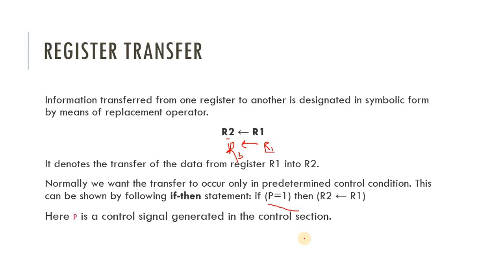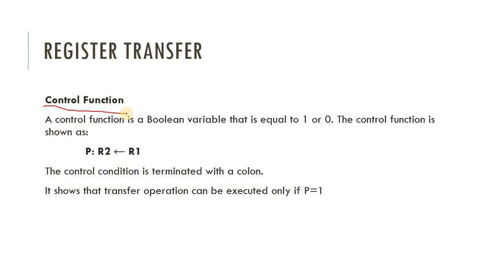So let's understand this. This is called the control function. The control function is a Boolean variable that equals 1 or 0, and it is represented like p colon R2 ← R1. So here the data is transferred from register 1 to register 2 only when p equals 1. If the value of p equals 1, it means we can transfer the data from R1 to R2, otherwise not. So the control condition is terminated with a colon.